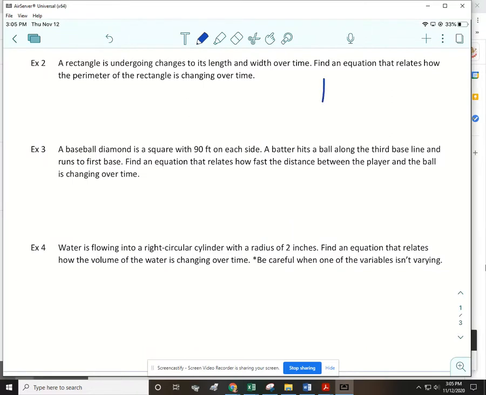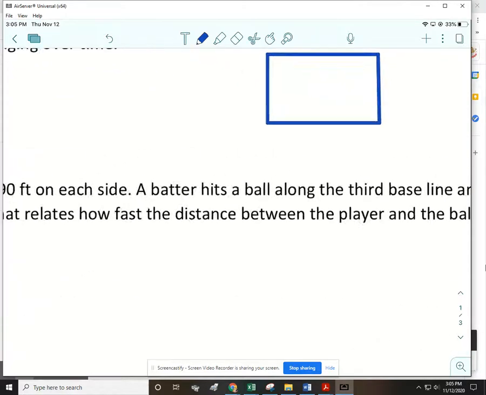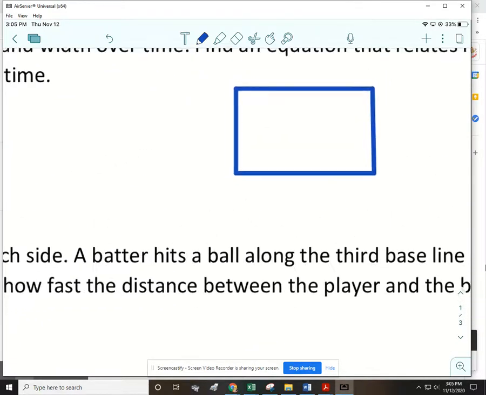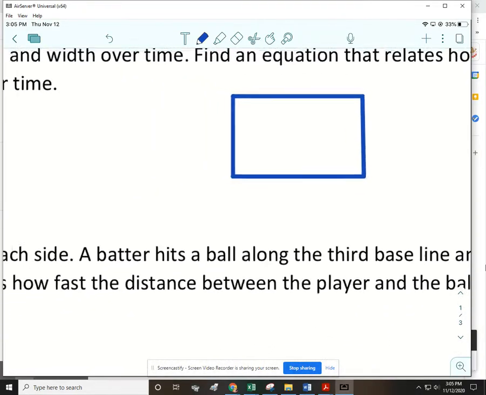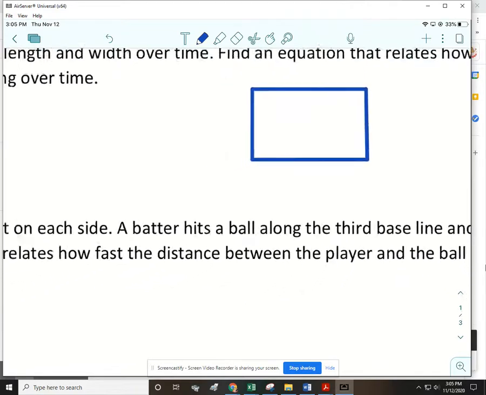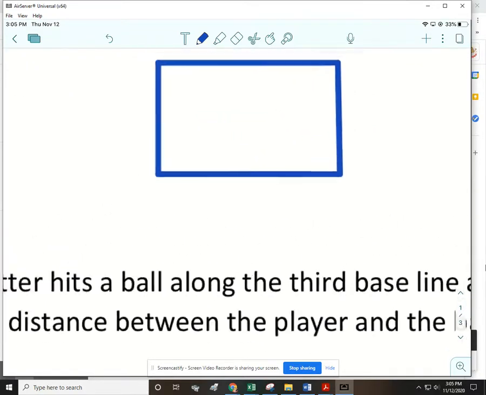All right, so let me draw a rectangle real quick. Now, oops, that's not very good. Drawing the picture is kind of important on related rates, I think. Okay, so here's my rectangle. So what's happening is the length and the width are changing. So an example to that would be like this. So the length is getting bigger, the width is getting bigger. They don't have to both be getting bigger, but anyway, they're both changing. So because of that change, the perimeter is also changing.